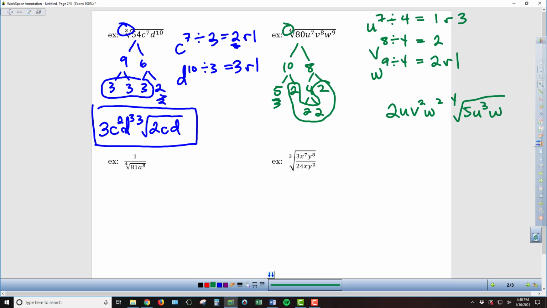So again, we simplify the numerical part first, and then we can use the root and divide that into the exponents on the variables to figure out how many get out and how many are stuck inside.